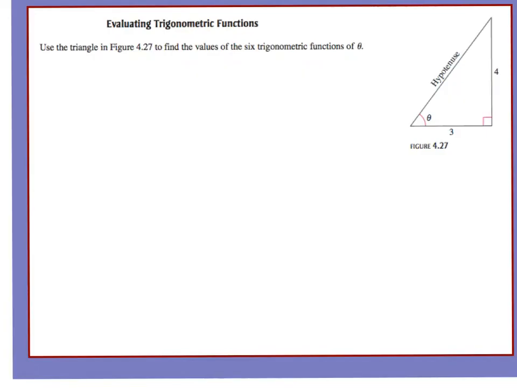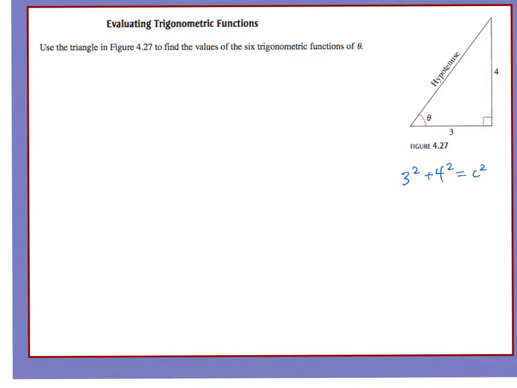Here we go. So we're going to find all 6 trig values of this theta. I have this theta right here. I have 3 and I have 4, and then I have a hypotenuse. Well, I don't have my hypotenuse. How do I find my hypotenuse? I get to use what? The Pythagorean theorem. Exactly. So I have 3 squared plus 4 squared is equal to c squared. Remember, a squared plus b squared is equal to c squared.